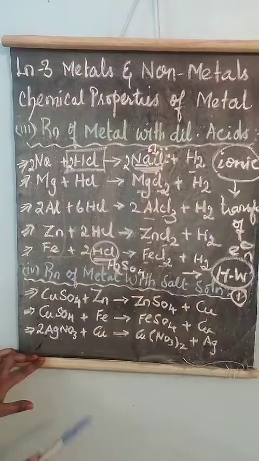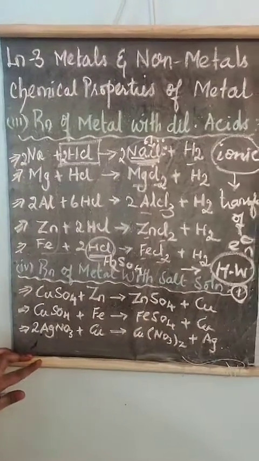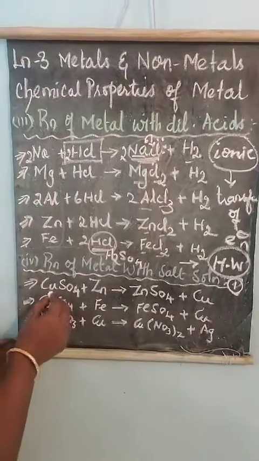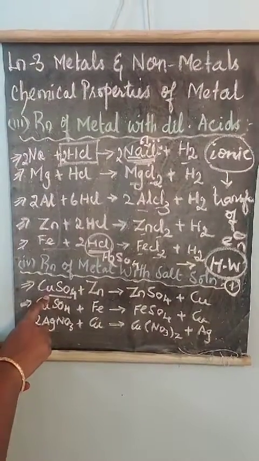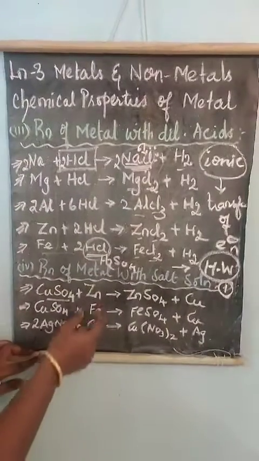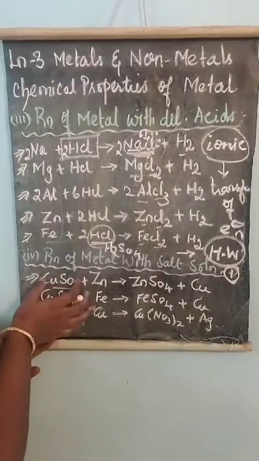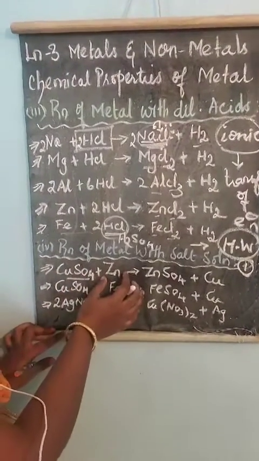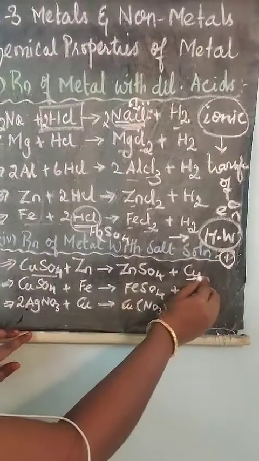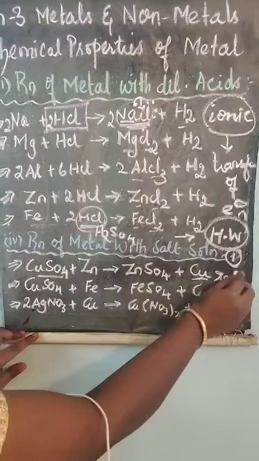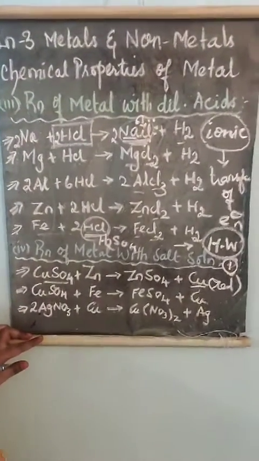Then the next reaction is reaction of metal with salt solution. What happens when a metal reacts with a salt solution? Here I have taken the salt solution copper sulfate, which is blue in color, and zinc, which is silver in color. This salt solution reacts with zinc and forms zinc sulfate plus copper. This copper is obtained in the form of red brown mass.